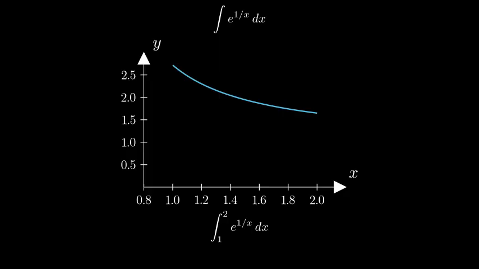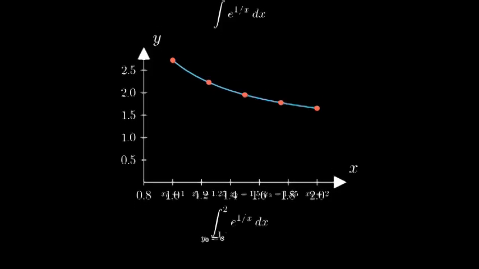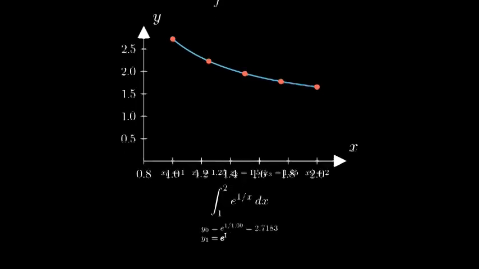The trapezoidal rule works by dividing the interval into equal subintervals. With n equals 4, we'll have 5 x values: x0 equals 1, x1 equals 1.25, x2 equals 1.5, x3 equals 1.75, and x4 equals 2. Now, let's calculate the y values at each x point.